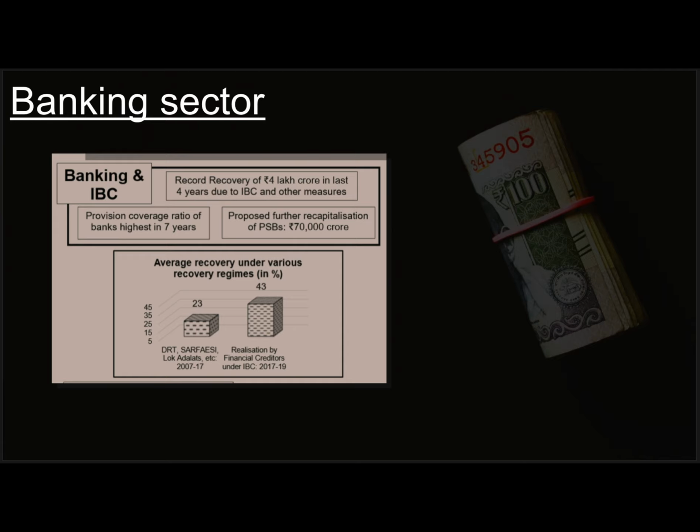Now coming to the banking sector. We all know that India's banking sector is grappling with issues like non-performing assets. And we also know that the Insolvency and Bankruptcy Code has been brought in to redress these issues in the banking sector. The Union Budget 2019-2020 tells us that the IBC has helped recover rupees 4 lakh crore in 4 years, which is a good sign. Recapitalization of banks is also being proposed to make them stronger against liquidity stress.